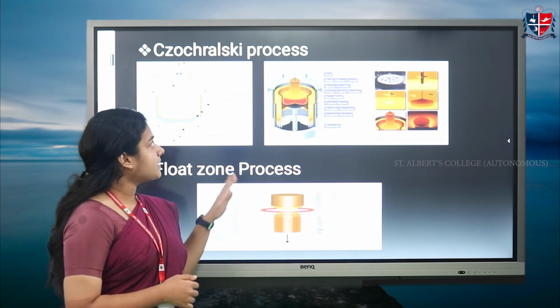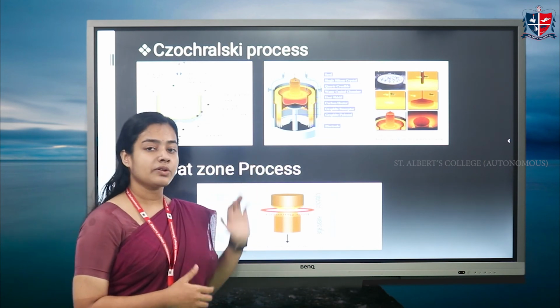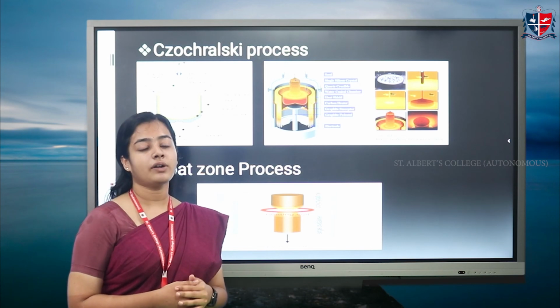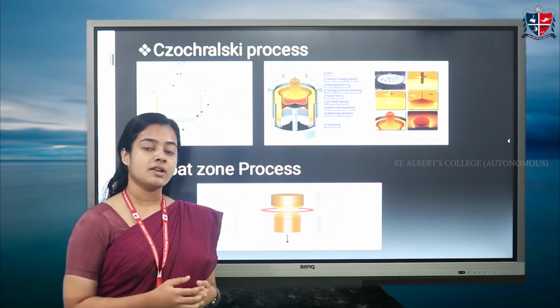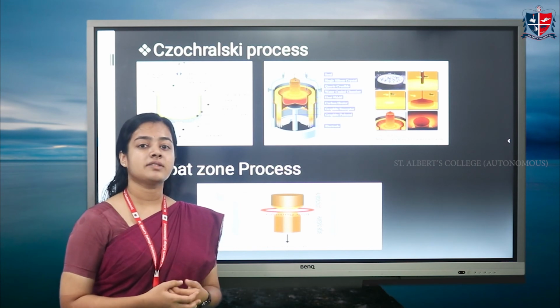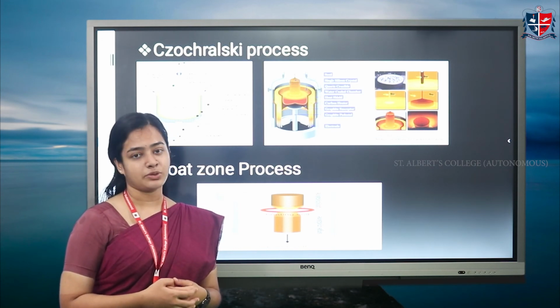After we get the ingot from both these processes, we are going to take this ingot and slice it into wafers. These wafers can be used for the production of various solar cells or photovoltaic modules.